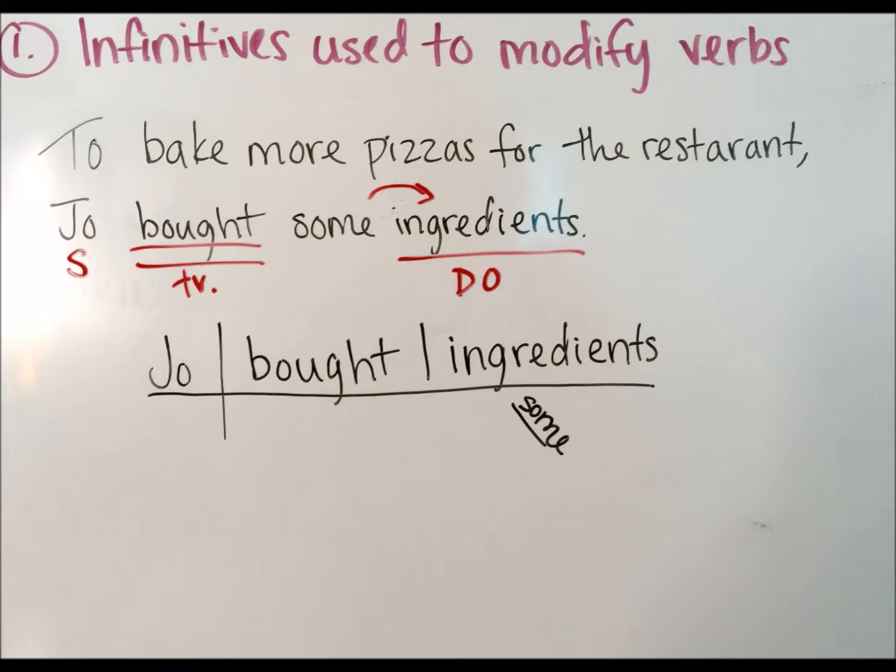For an example of an infinitive as an adverb, we use the sentence to bake more pizzas for the restaurant, Joe bought some ingredients. Joe is your subject, bought is the verb. Ingredients is your direct object, and you have some modifying ingredients. Also, excuse my misspelling of restaurant there.